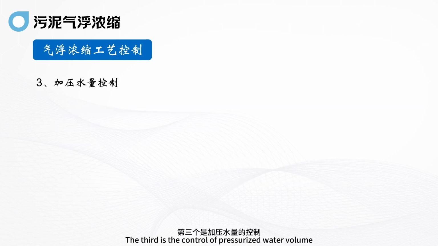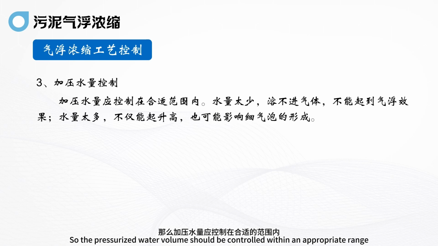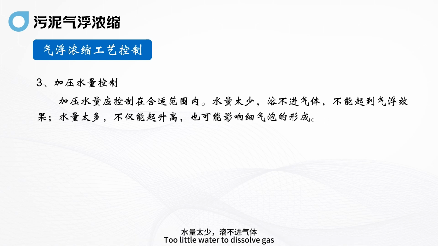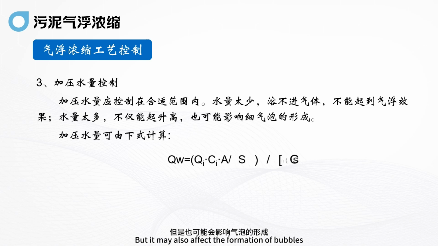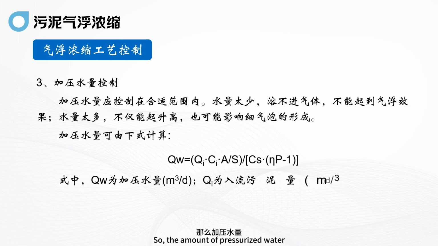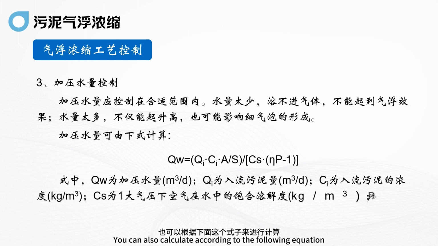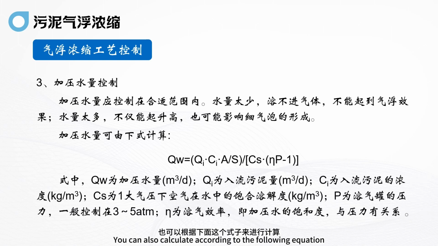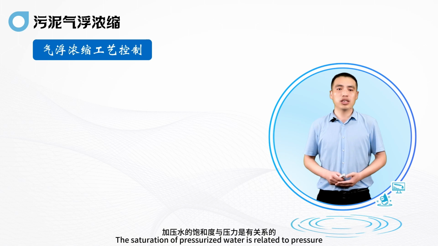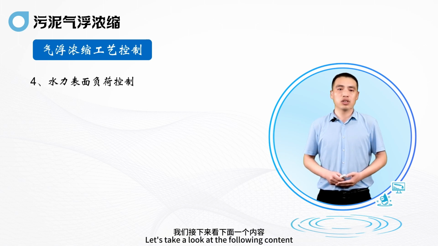The third is the control of pressurized water volume. The pressurized water volume should be controlled within an appropriate range. Too little water cannot dissolve enough gas, unable to achieve the air flotation effect. Too much water not only increases gas capacity, but may also affect the formation of bubbles. The amount of pressurized water can also be calculated according to the following equation. Here, the saturation of pressurized water is related to pressure.